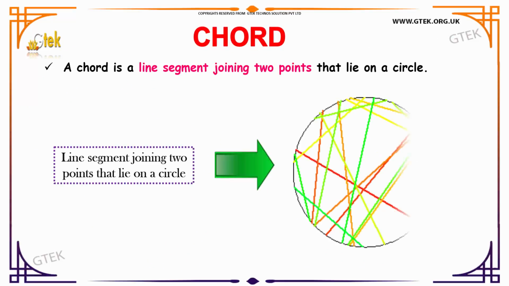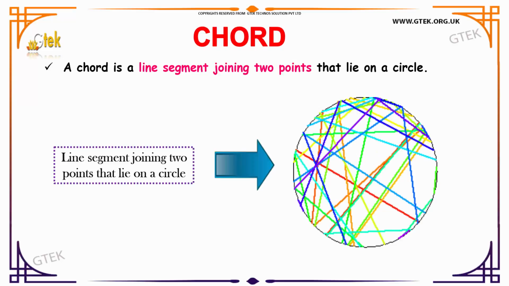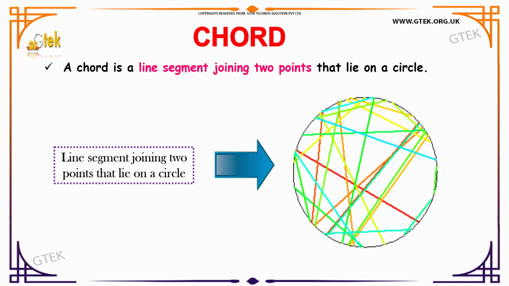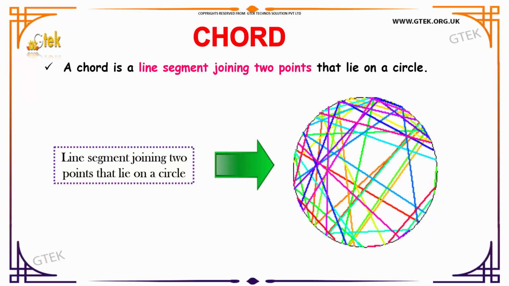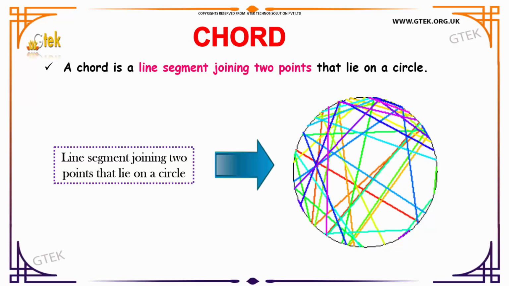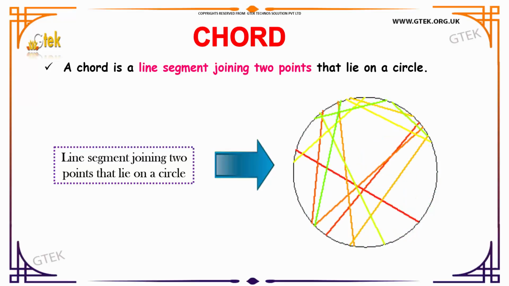Next we are going to study about the chord. A chord is a line segment which joins 2 points that lie on the circle. So a line segment which joins any 2 points on a circle is known as the chord.